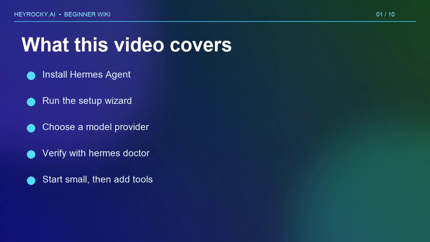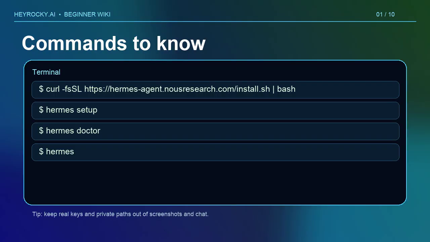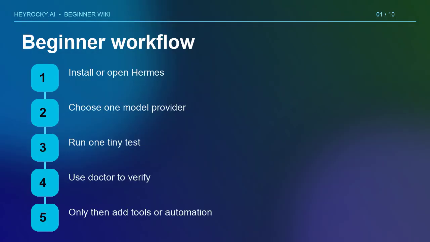First, install Hermes Agent from the official Hermes docs. Second, run Hermes Setup or Hermes Setup Portal if you want the guided portal path. Third, choose at least one model provider, such as Nous Portal, OpenAI Codex through ChatGPT, Anthropic Claude, OpenRouter, Gemini, or another supported provider. Fourth, run Hermes Doctor, so the local install can tell you what is missing before you start automating real work. Then launch Hermes and ask one small task, like summarize a file or search the web.